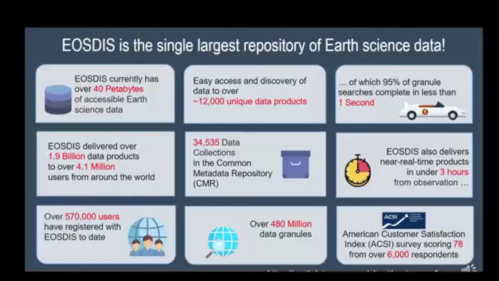EOSDIS is the single largest repository of Earth science data in the world. We have more than 40 petabytes of Earth science data, which is twice the volume of the entire collection of the Library of Congress. EOSDIS archives include over 12,000 and growing unique data products that have been used by more than 570,000 unique users. The data also includes near real-time data that's made available to the public within 3 hours of collection. Most of our data is not made public that quickly, and all this data can be accessed through our Earth data website and through the DAACs.